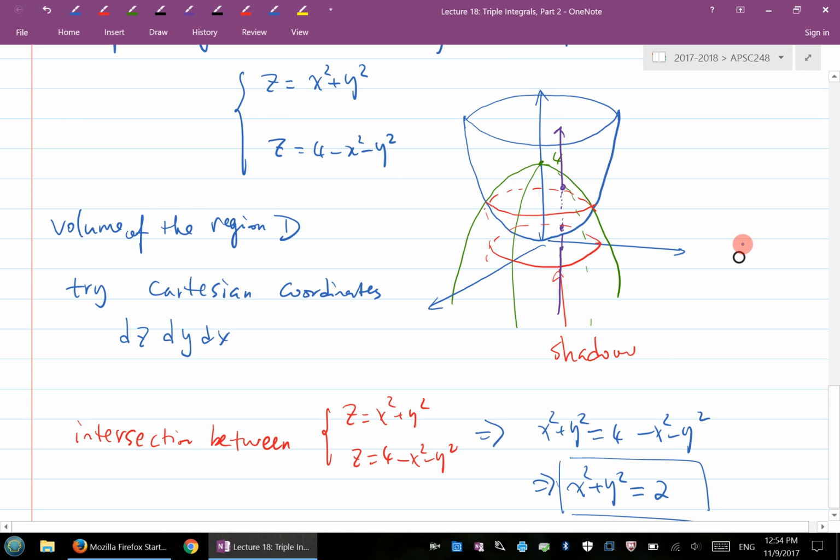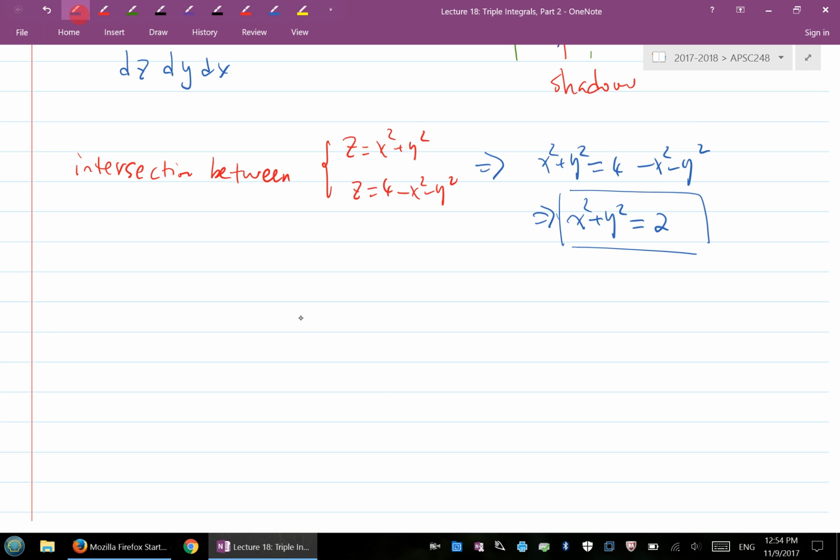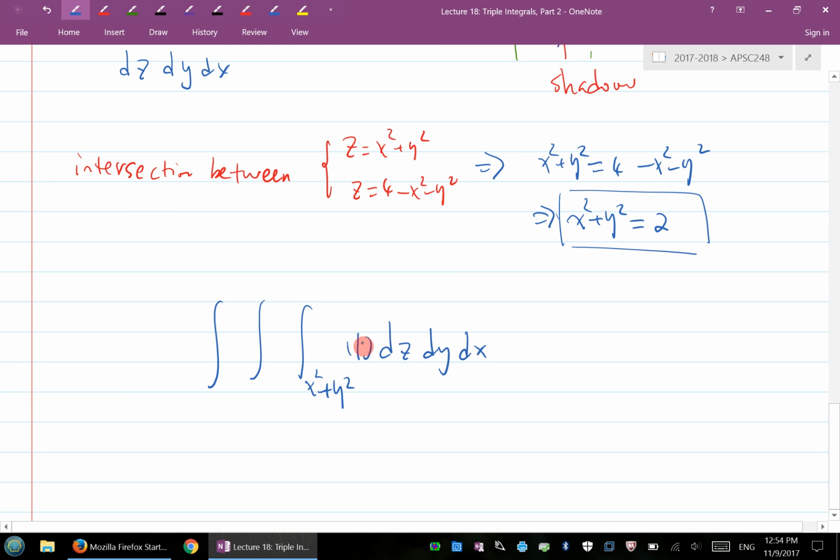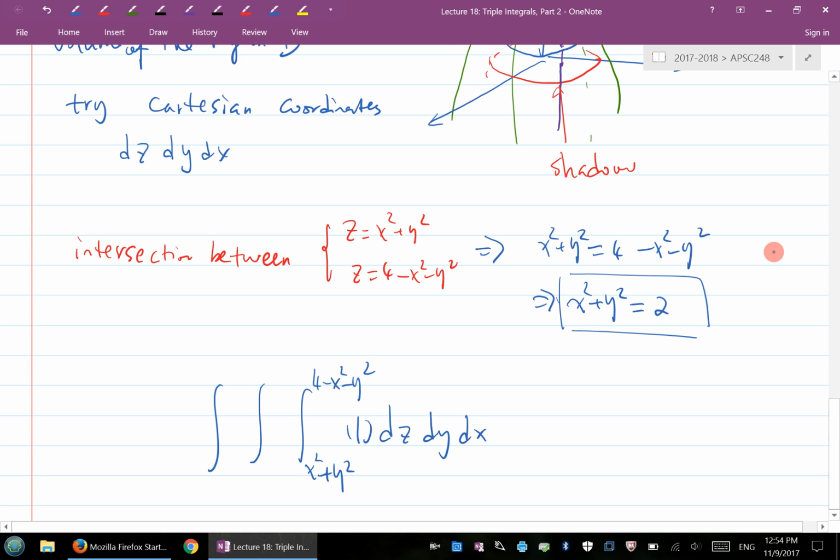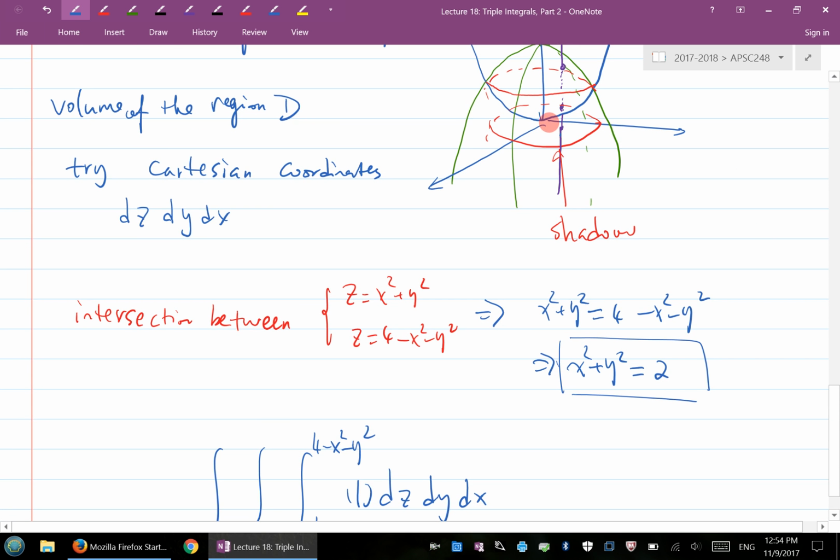Okay, so I will simply write down this integral right here. For the volume, you're integrating 1, with dz, dy, and dx. Your z min is x squared plus y squared. Your z max is 4 minus x squared minus y squared. That's your z limits. Your y and x limits you need to find using the shadow, by drawing arrow lines across the shadow.